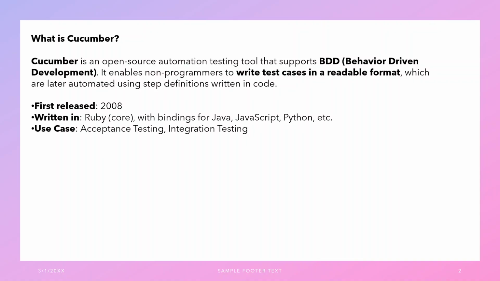First, the non-programmers will write the test case in a readable format, and then these test cases will be covered as automation. So we can automate these test cases here. Cucumber was first released in 2008 and the code is written in Ruby, with bindings for Java, JavaScript, Python, etc. The uses of Cucumber are acceptance testing and integration testing.